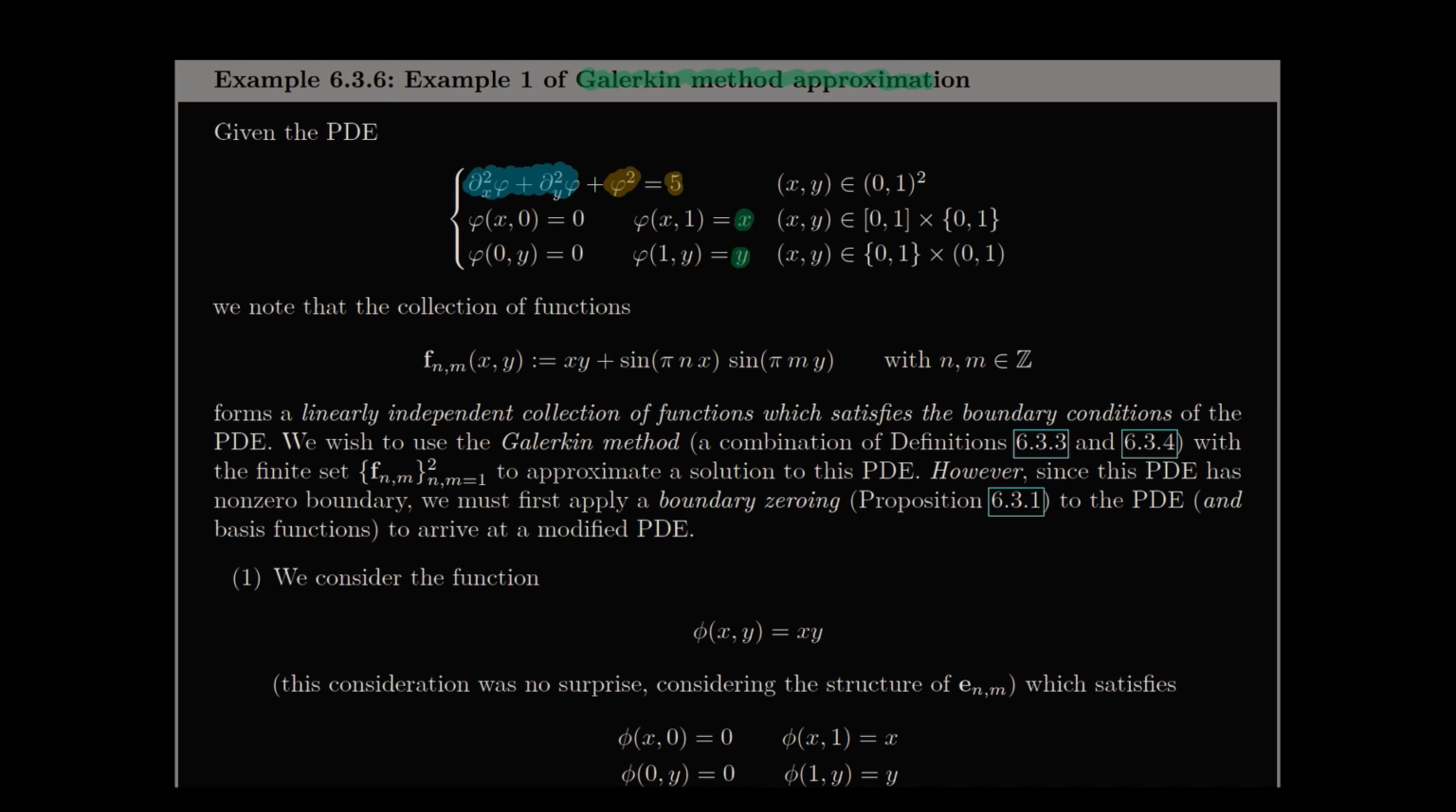If we have non-zero boundaries, there's a reason why I introduced boundary zeroing to you in the last video. So we're going to have to go through some boundary zeroing here. Now I do want to comment, technically I've presented you with the family of functions that I want you to use to approximate the solution here without kind of pre-boundary zeroing. What you're going to have to do is modify this family when you go through your boundary zeroing.